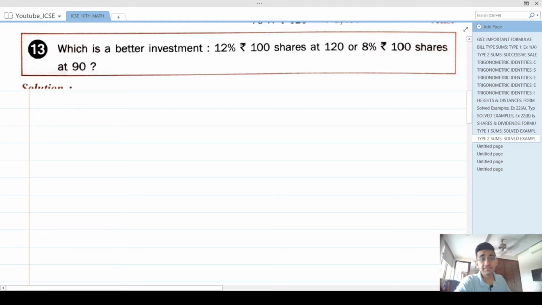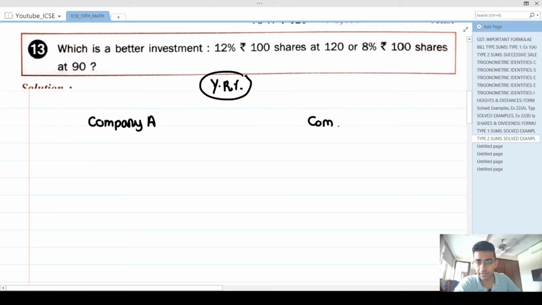In these 'which is better' or 'what is a better investment' type sums, always remember you need to focus on calculating the profit percent. If the profit percent of company A is better than the profit percent of company B, then obviously you would go for company A because you're getting a better profit over there. So let's take company A, and here we'll take company B. We don't know the names, so I'm just taking A and B.